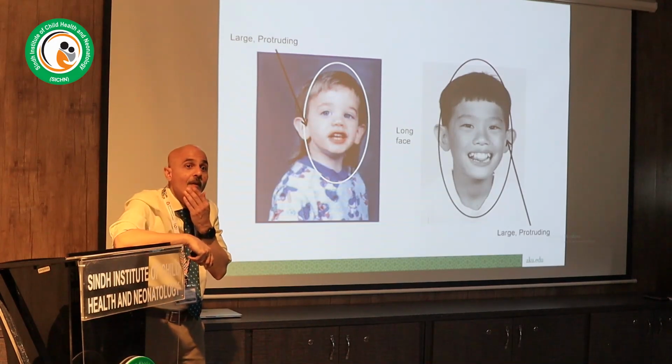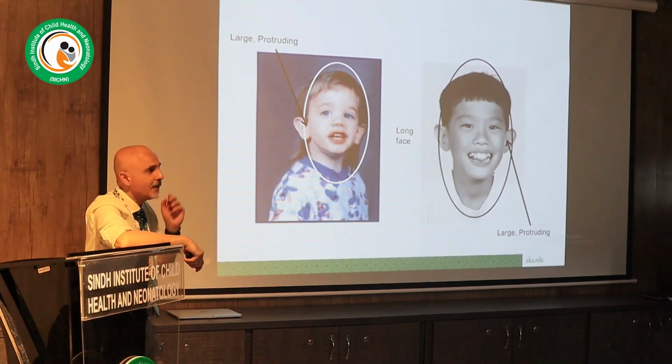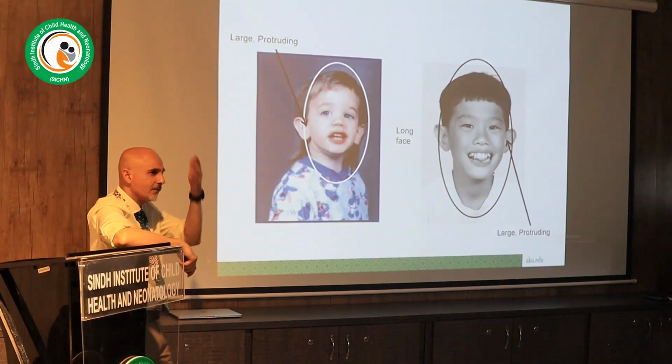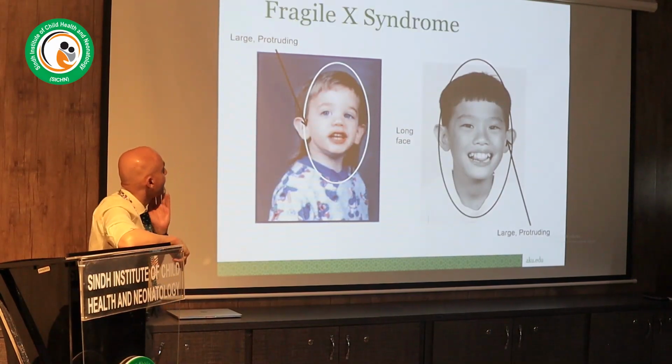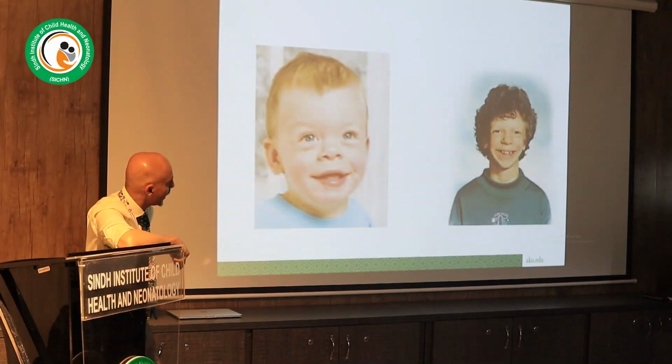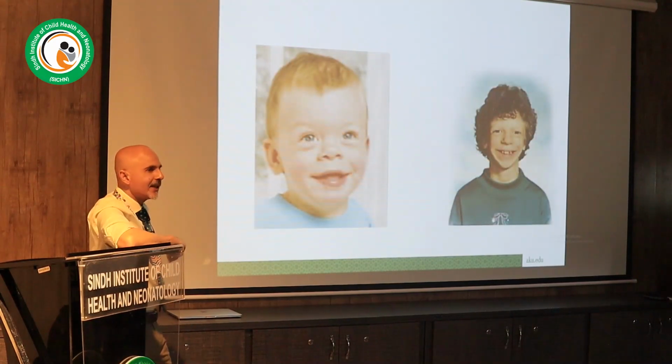जोर से बोलो. Fragile X, right? Because of the prominent ears with intellectual disability and long face. ठीक है? विलियम्स का different होता है, वो भी आएगा अभी. Okay. इन दोनों चेहरों में क्या सिमिलैरिटी है?